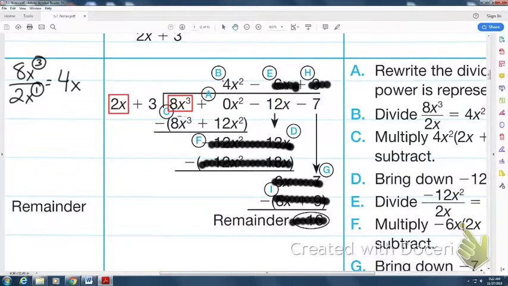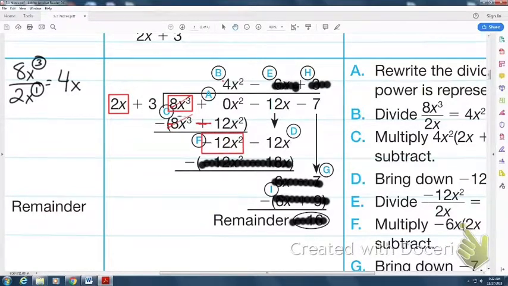Because I have to subtract this whole polynomial, which means this negative changes the signs of whatever is in here. So that 8x cubed actually becomes minus 8x cubed, which will always cancel that. And then that also turns this into minus. So 0 minus 12x squared gives me negative 12x squared. After I subtract, now I drop down and I start all over.